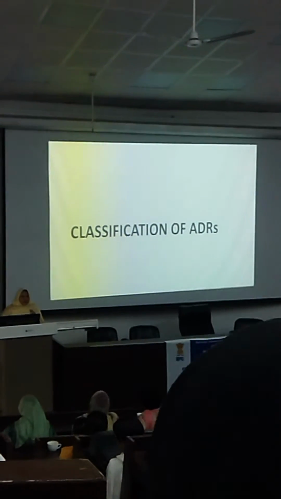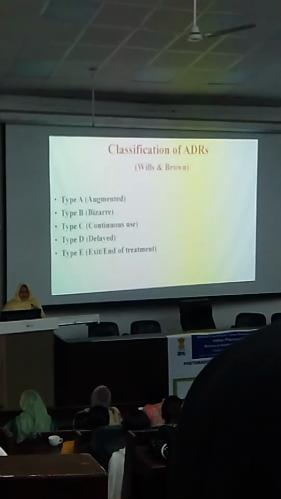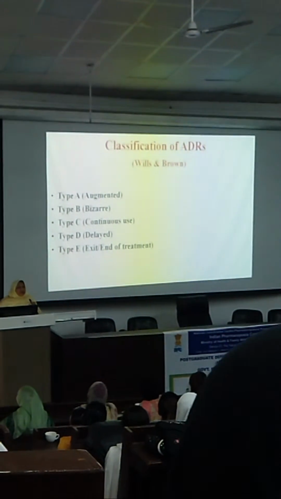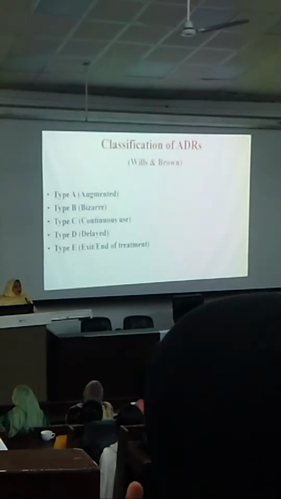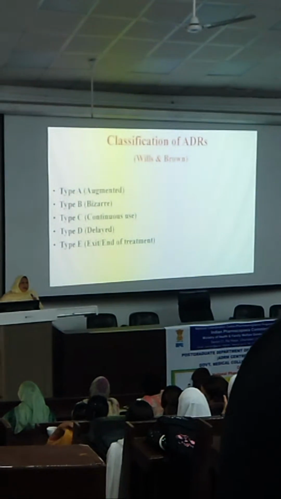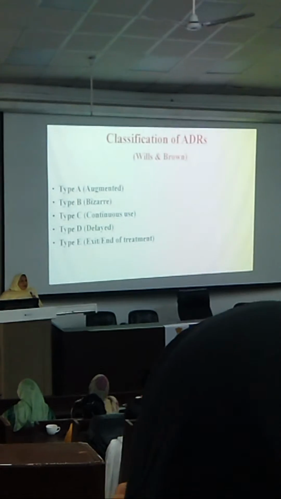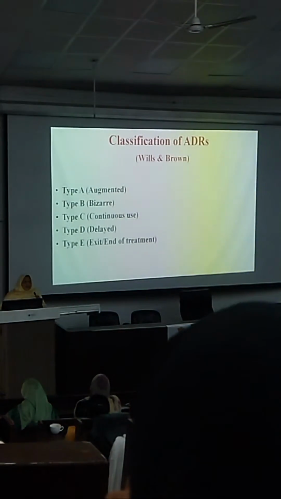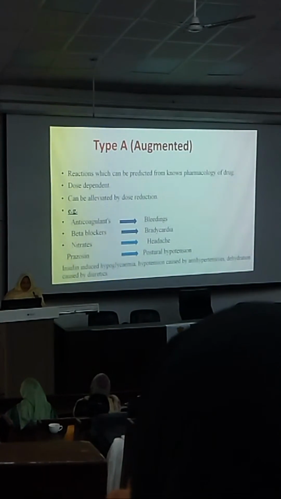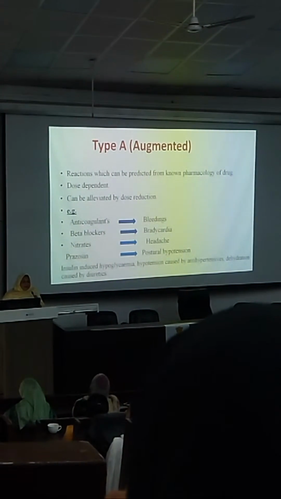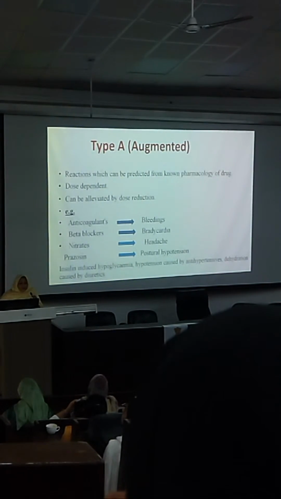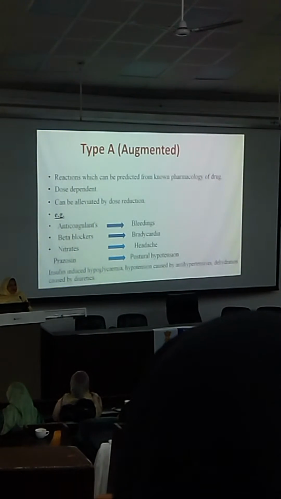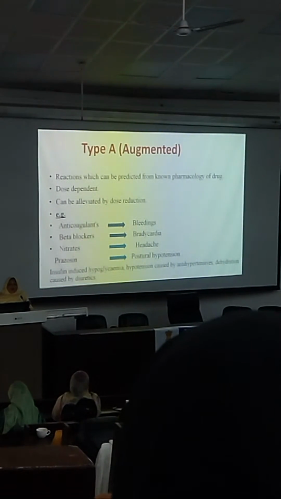Then what is the classification of ADR, how are they classified? So according to the Wiesen-Blum classification, adverse drug reactions are classified into type A, type B, type C, type D and type E. Type A reactions are also known as augmented reactions. Augmented means they are dose dependent. So these can be decreased. These reactions can be alleviated by the reduction of the dose of the drug.